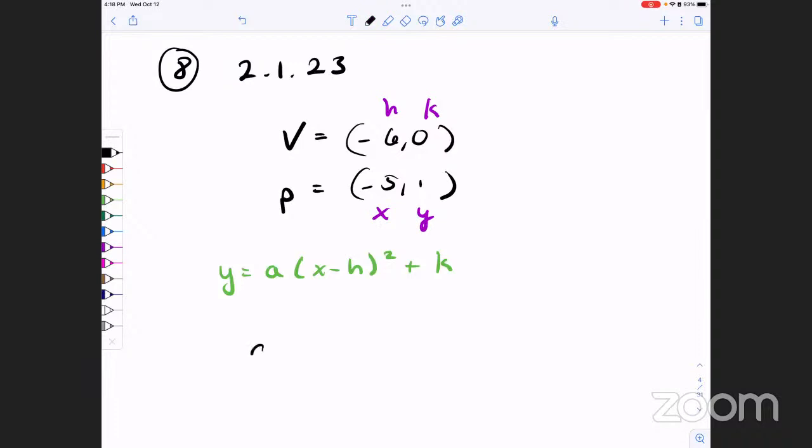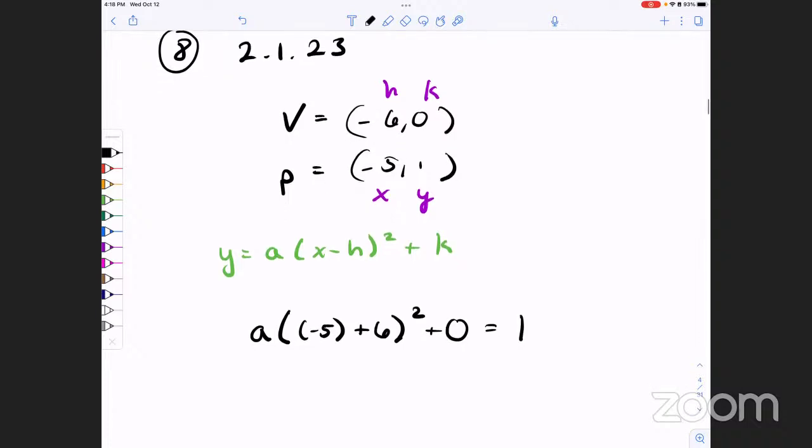So we don't have any information on a, but our h is -6, so x minus a -6, double negative is going to become positive. Our k is 0 and our y is 1. So basically I plugged in everything that was given into our standard form of a quadratic, okay? So -5 + 6 is 1, squared is 1, times a is a. So long story short, a equals 1.